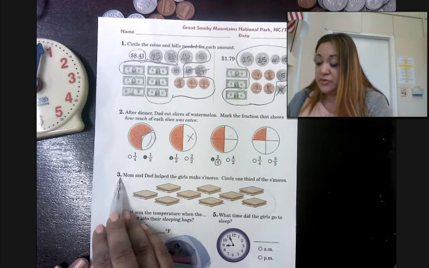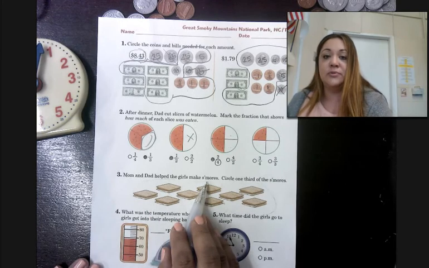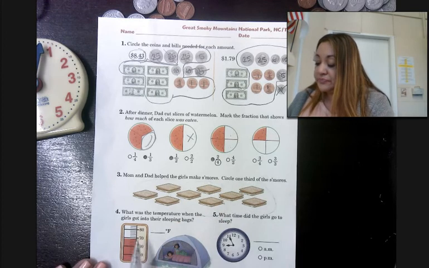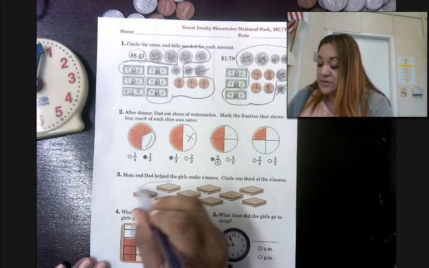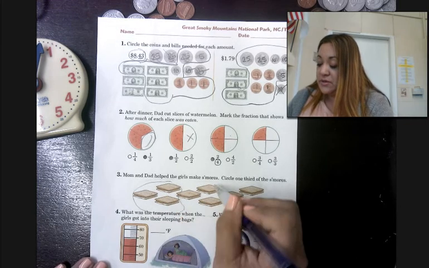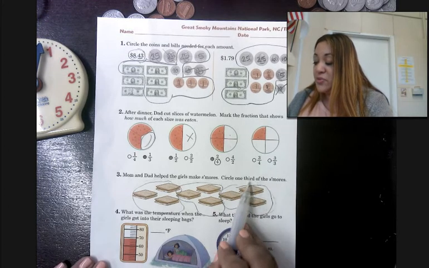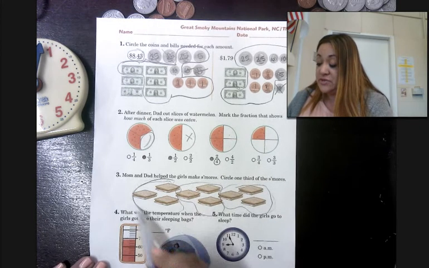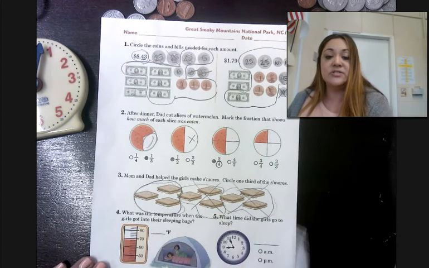Now, 3. Mom and Dad helped the girls make s'mores. Yes, s'mores. Circle 1/3 of the s'mores. So I have 1, 2, 3, 4, 5, 6, 7, 8, 9. I only need 1/3 of them. But what I like to do is put them in groups of 3. But Miss Seha, it says circle 1/3 of the s'mores. So I know I just need to circle this one, and these I don't need to circle. So let's just cross them out. Let's just do that, okay?